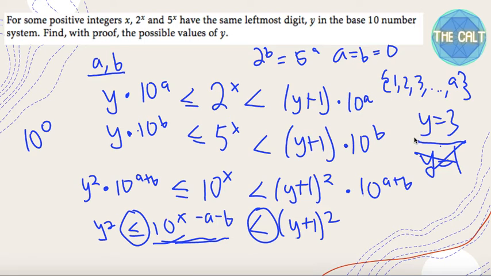And at the end, I'll just clarify this before ending it off: that y equals 3 works. And I think the easiest way to check that is to find a value of x such that the leftmost digit is 3. If you try out a few values, notice that 2 to the power of 5 is 32, and 5 to the power of 5 is 3,125. Both of them have leftmost digit 3, which works.